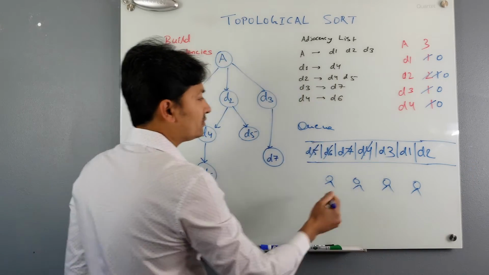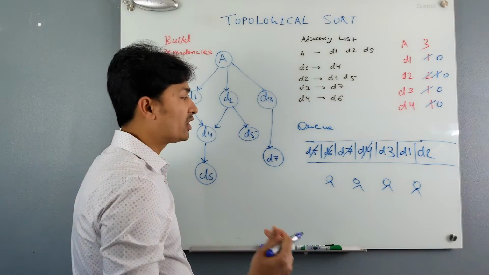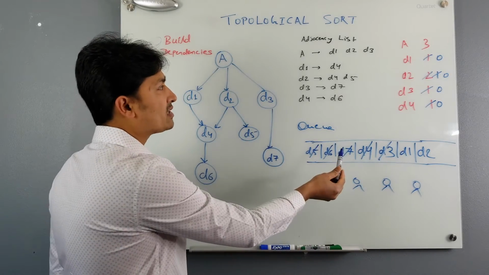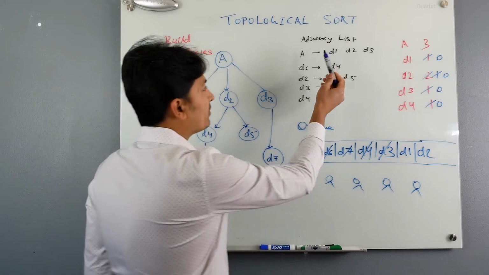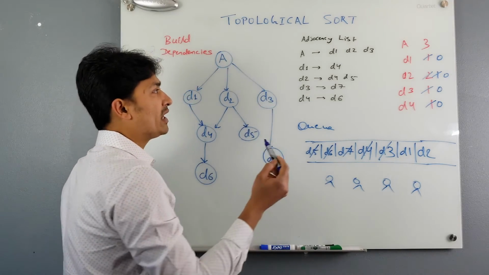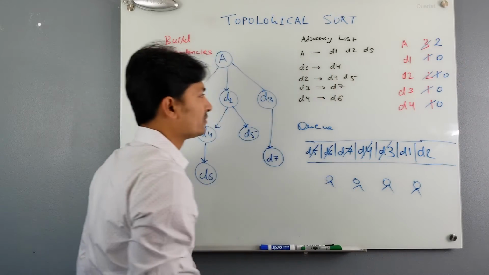Now these workers, as soon as they find something available in the queue, they will process it. So D3 will be processed. Once D3 is processed, you see D3 was dependency for A, so the dependency counter for A will be reduced by 1, so it will be 2.